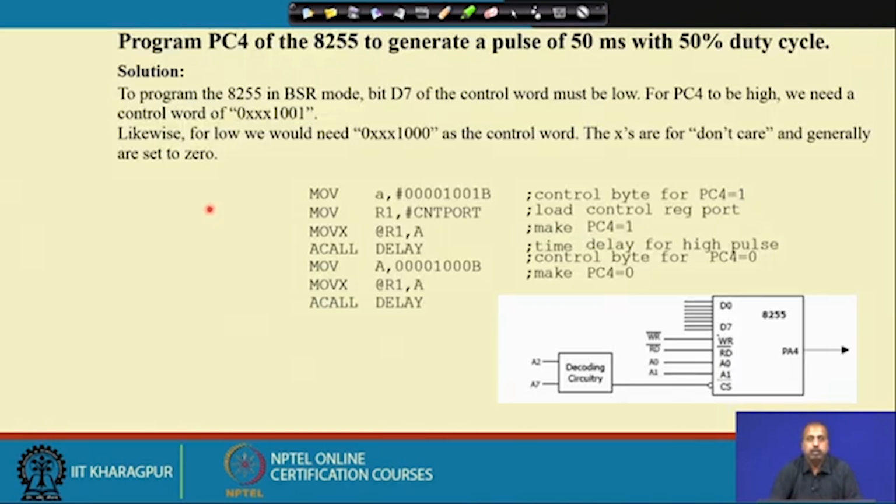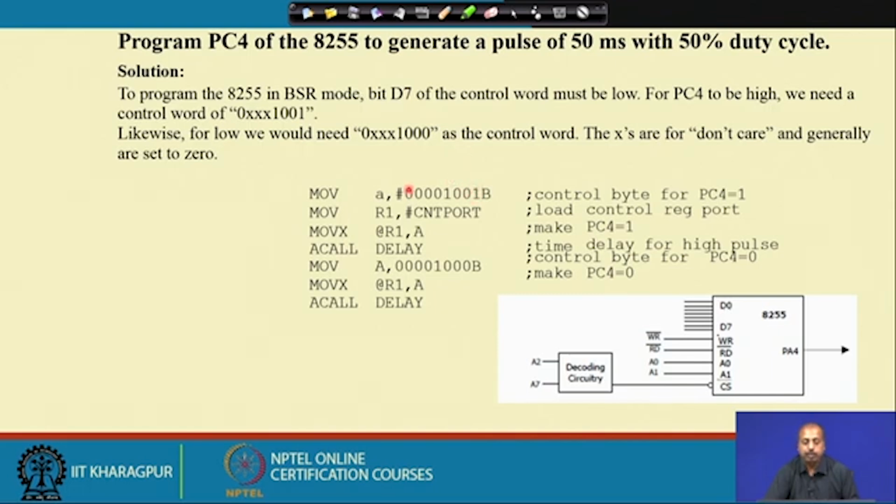So, suppose we want to write a program in which we want to generate a pulse of 50 millisecond with 50% duty cycle on PC4, that is port C's bit number 4. So, the first thing that we have to do is put 8255 in BSR mode, where bit D7 will be low, and PC4 be high. So, that is the setting. This is that D7 bit which is set to 0. The next 3 bits do not have any meaning, and then I have to put the bit number. This is bit number 4, so it is 100, and then we want to set it to high.